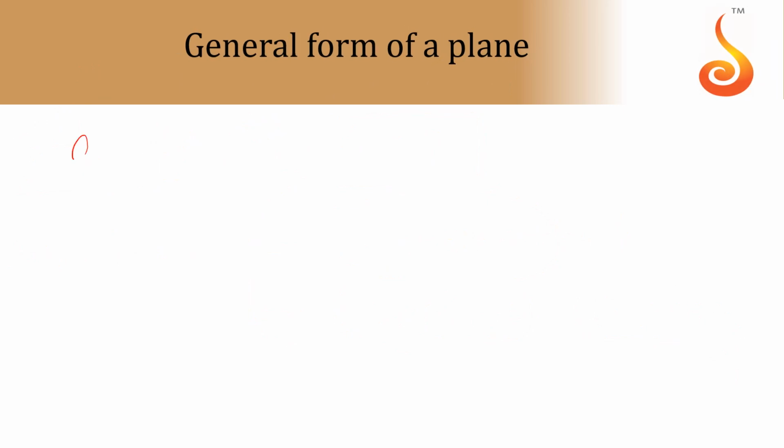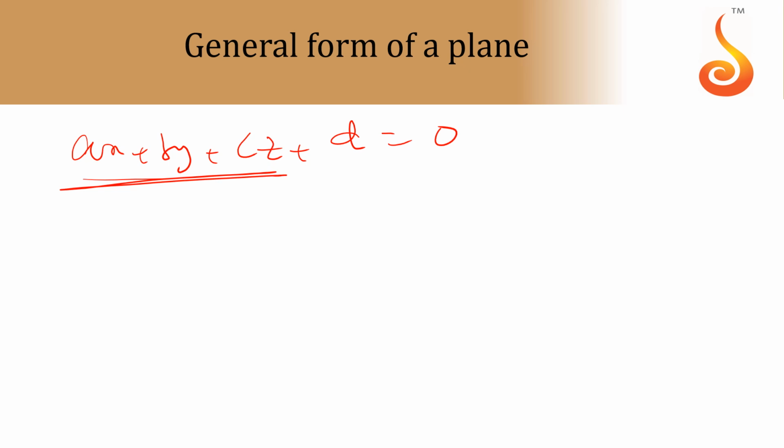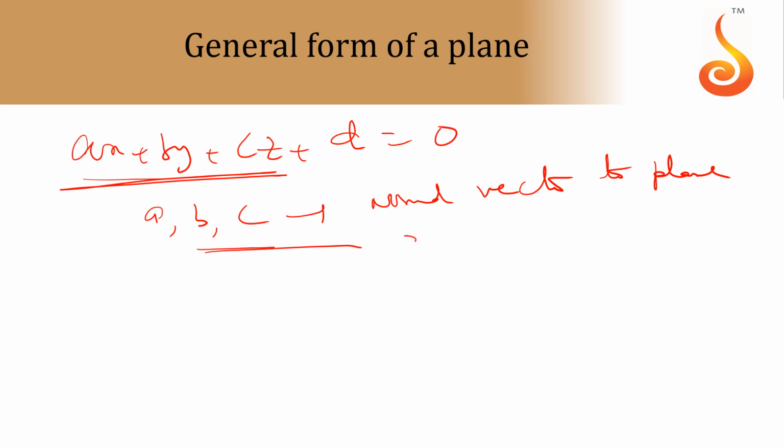General form of a plane, AX plus BY plus CZ plus D equal to 0. If you observe carefully, this is a dot product between xi plus yj plus zk and AI plus bj plus ck. So can I say now ABC is a normal vector to the plane? Normal vector to the plane. So what do you mean by normal vector to the plane? Can I say DCs of normal line to the plane?